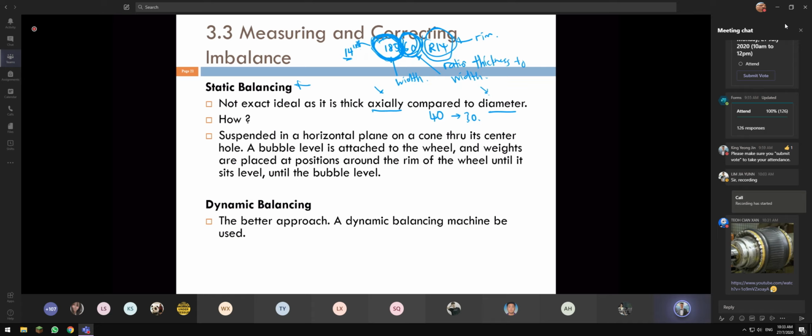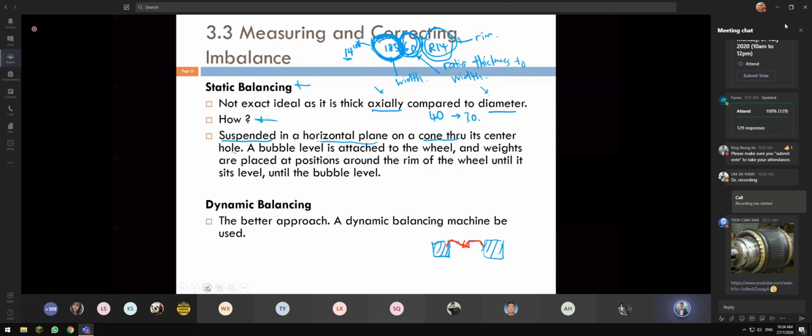If we want to do the static balancing, one of the ways is to suspend the tires. For example, now we talk about the wheel in a horizontal plane on the cone through its central hole. What it means here is that now I draw some cross section of the tires. So this is your tire. The center part there, I draw it in red color. That is your rim. So you have the center hole, right?